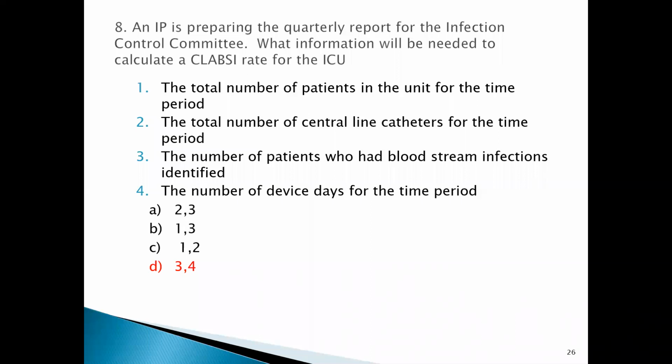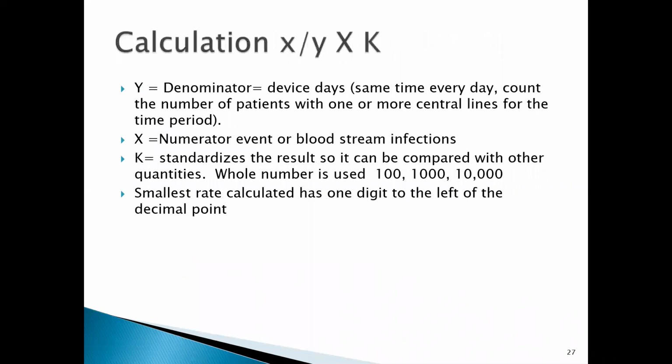So the answers to this are 3 and 4, which are the number of patients who had bloodstream infections identified and the number of device days for the time period. So how do you do this calculation? Y is the denominator, and the denominator is the device day. How you get that is at the same time every day you count the number of patients with 1 or more central lines for the time period. And then the numerator, or X, is the event or bloodstream infection. So you have X divided by Y times K.